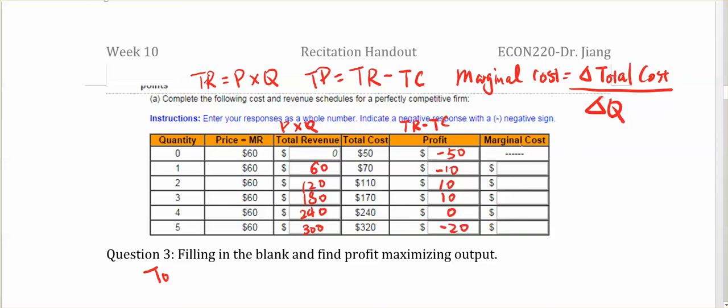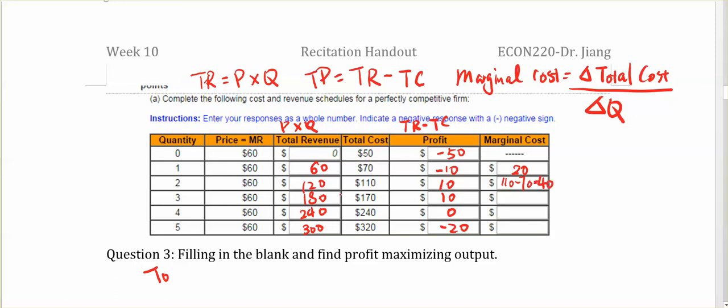The last column is about the marginal cost. As I mentioned, it is equal to the change of total cost divided by the change of the quantity. So when we produce one output, our total cost changes from $50 to $70, so the marginal cost is equal to 20. And when we increase output from 1 to 2, our cost increases from 70 to 110, so we have 110 minus 70, and we get 40.